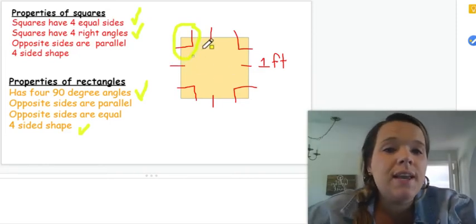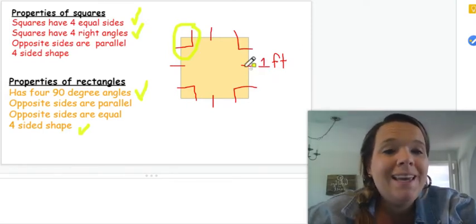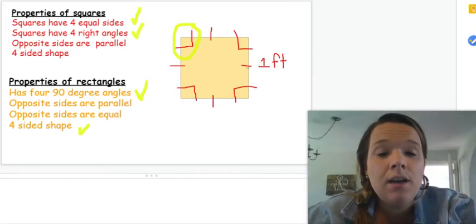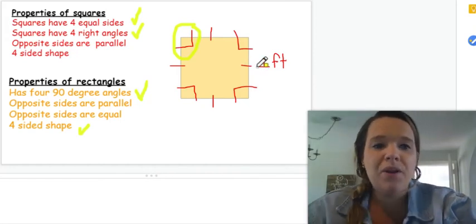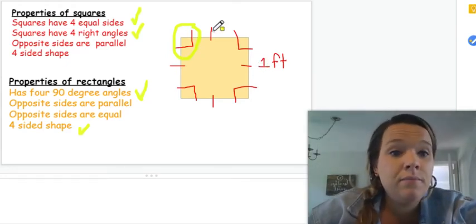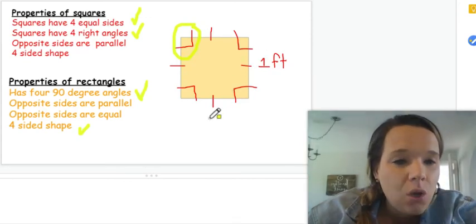So if we look at the tick marks, I see 1 here, 1 here, 1 here, and 1 here. And then next to one of the tick marks on this side, I see 1 foot. That tells us that every side where we see 1 tick mark, or 1 little scraggly line, whatever you want to call it, but the correct word is tick mark, all those sides measure 1 foot. And since we see 4 of them, that tells us that the 4 sides are all equal.